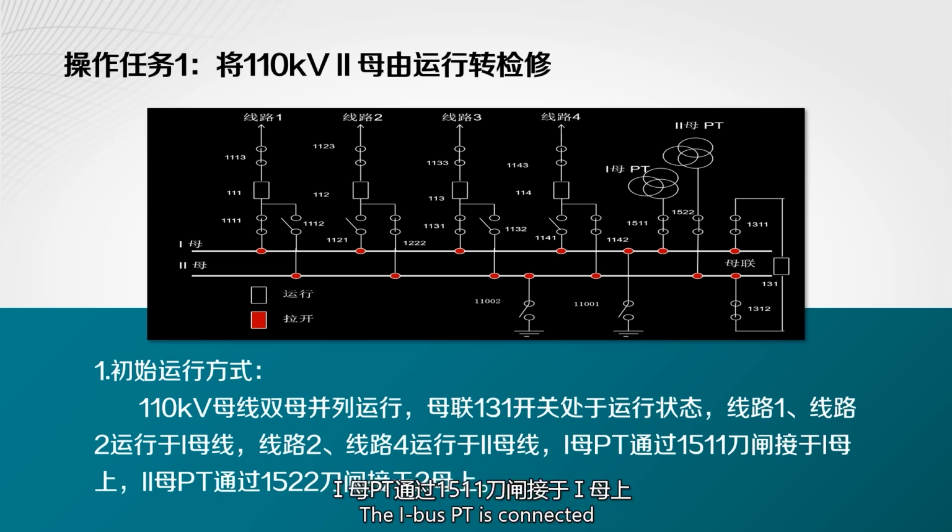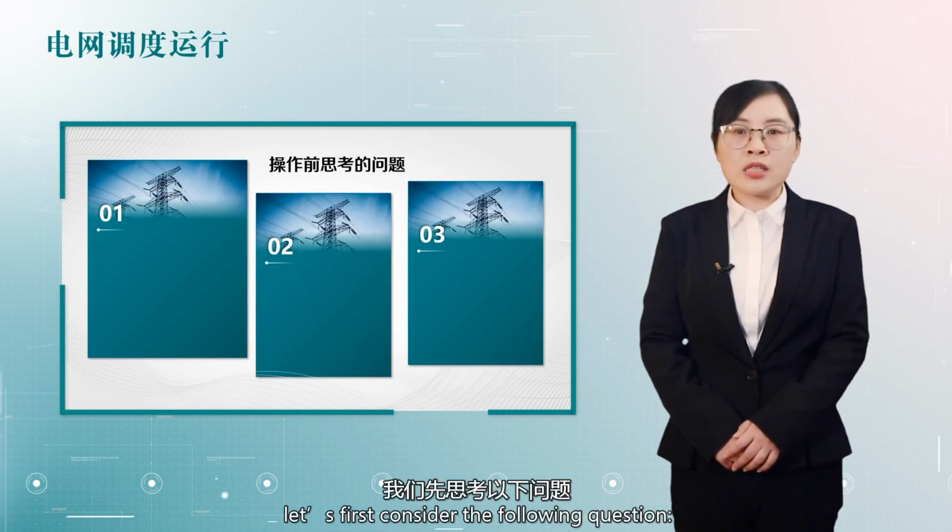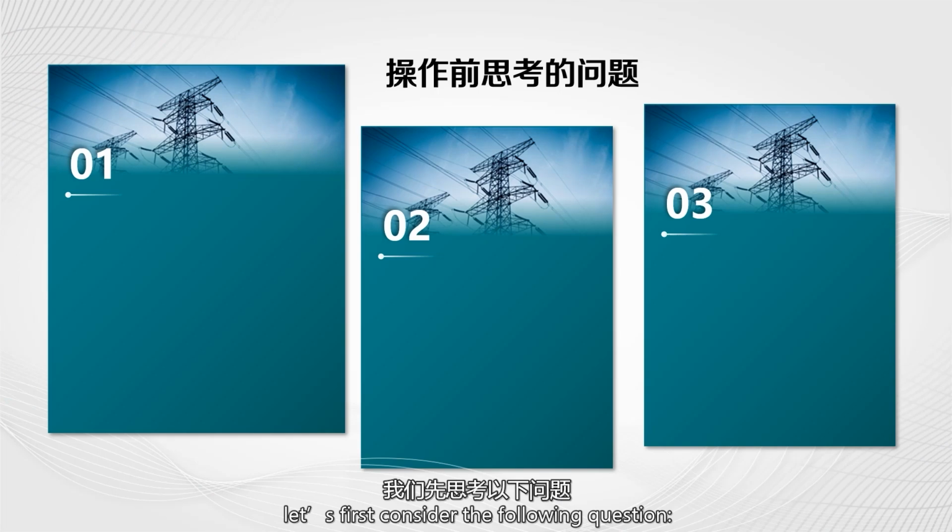The 1 bus PT is connected to the 1 busbar through the 1511 knife switch. The 2 bus PT is connected to the 2 busbar through a 1522 knife switch. Before starting the formal operation, let's first consider the following questions.